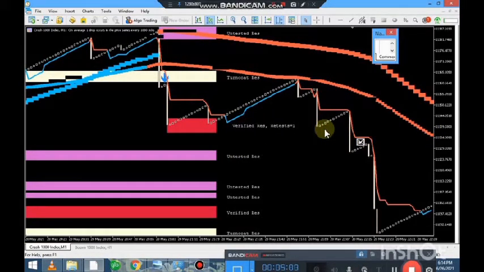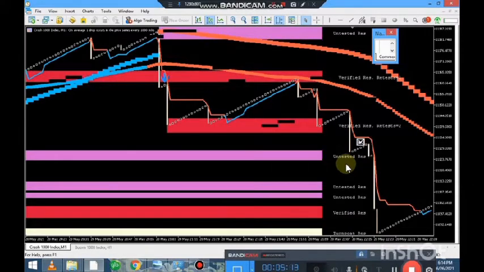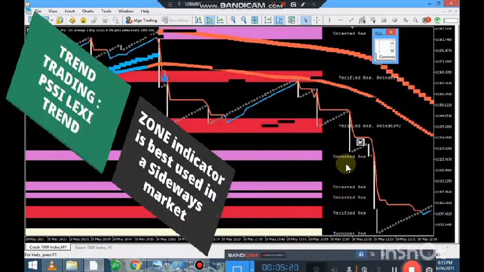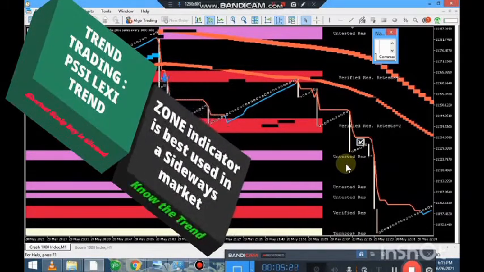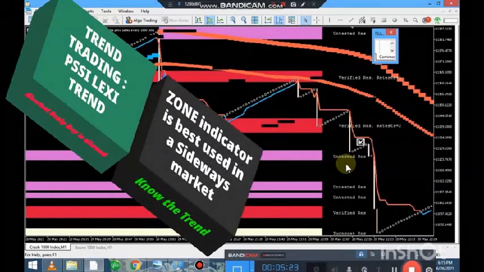A verified zone ends up being broken here by the effect of this candle. And once it is broken, it does not have a stop. But the trend analyzer will be able to tell you that you are in a downtrend. You can't buy for long. There's always information for you to know of what the price is trying to get across. So now that is the zone indicator.